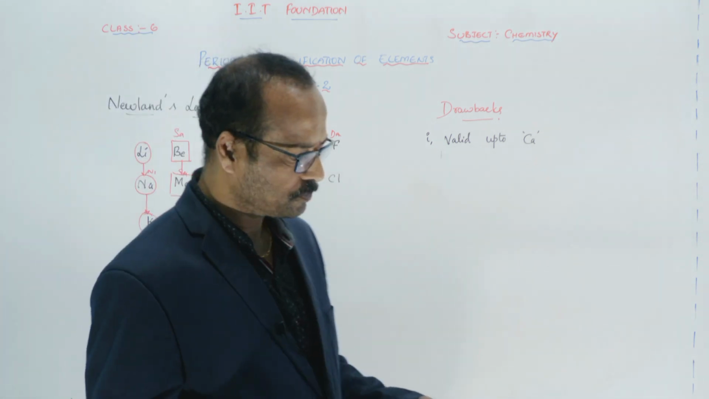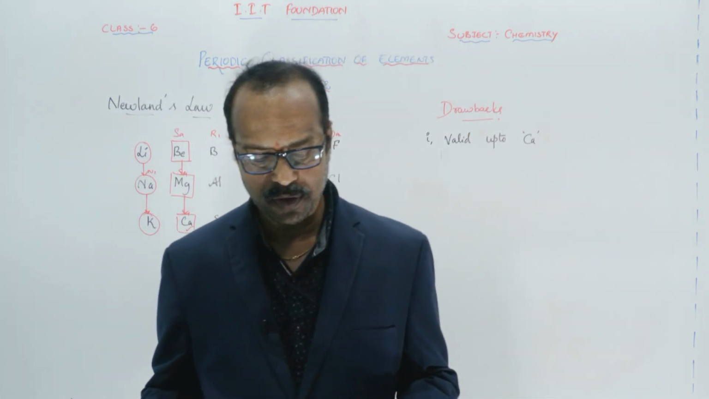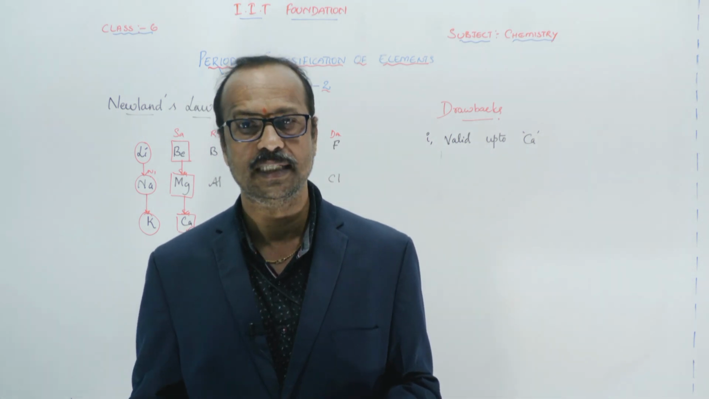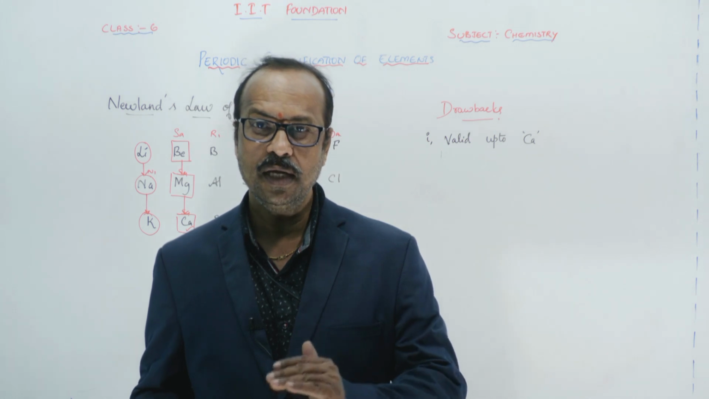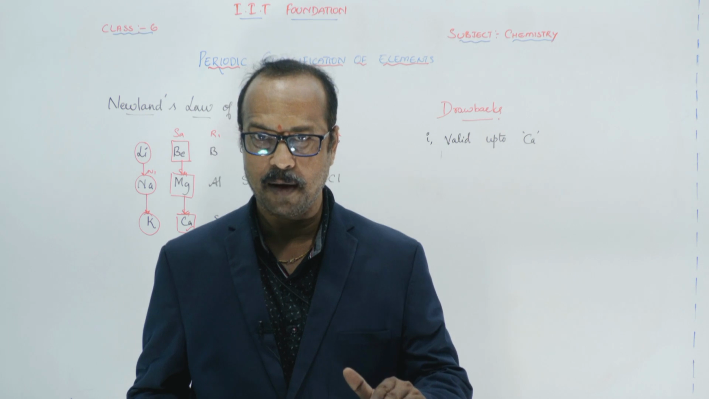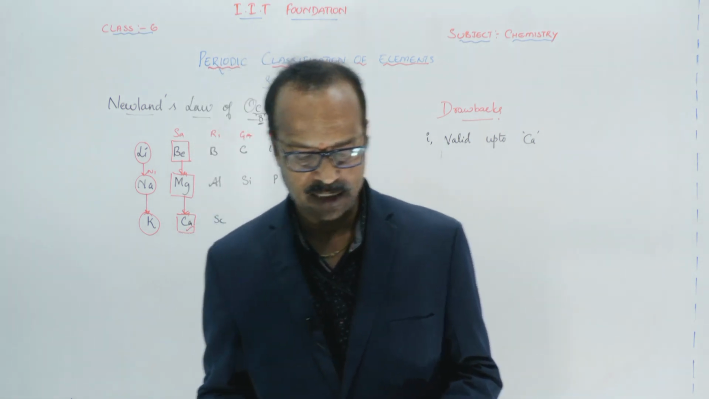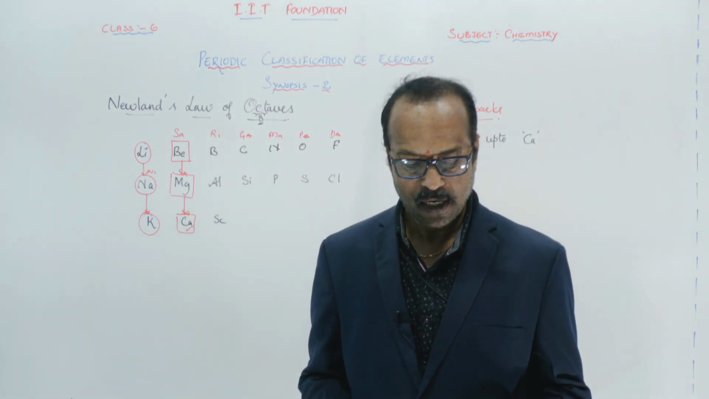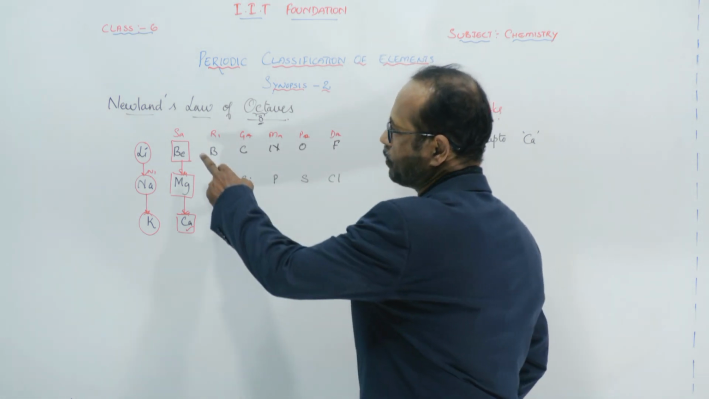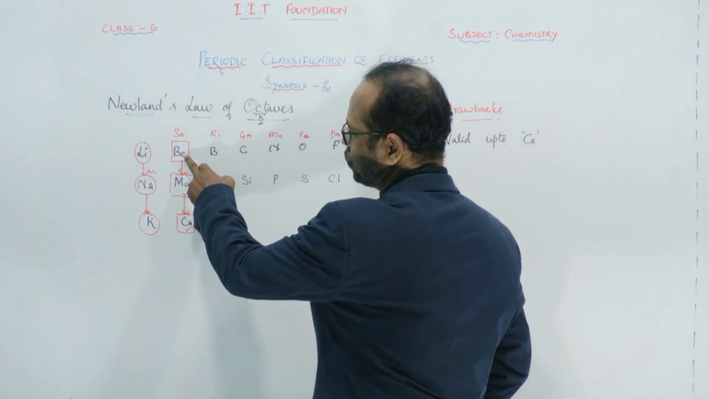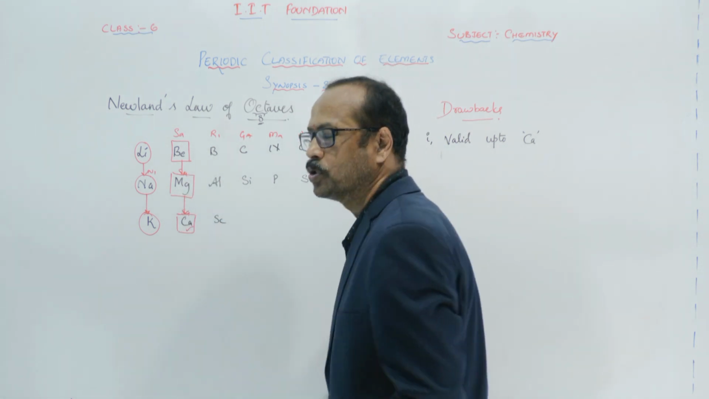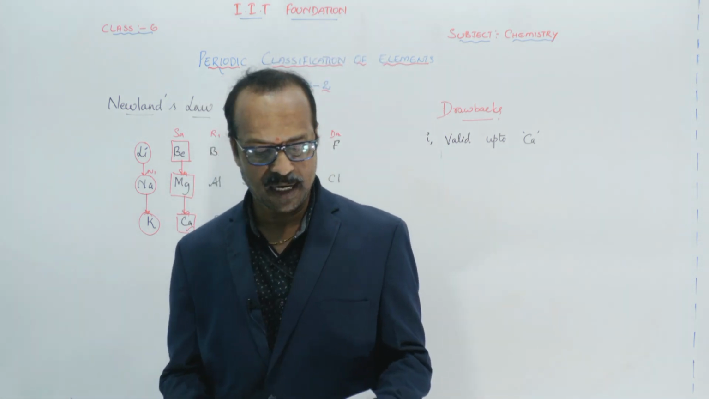The systematic relationship between the order of atomic mass and the repetition of properties of the elements is called periodicity. Periodic means a repetition of the same properties after a regular interval, after a particular gap. So the answer is periodic. Next, in Newland's concept of octaves, the eighth element after beryllium. 1, 2, 3, 4, 5, 6, 7, 8. That is magnesium, so magnesium is the right answer.